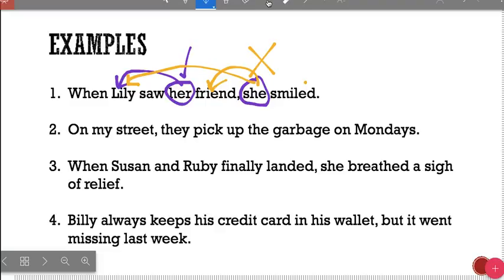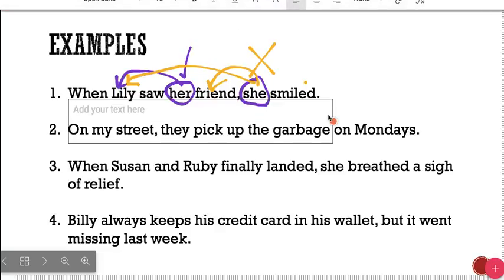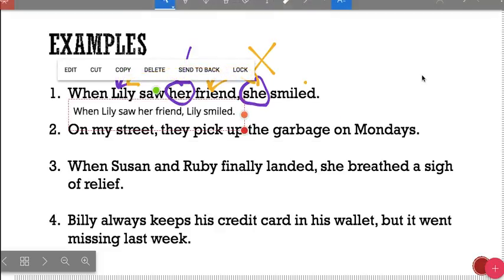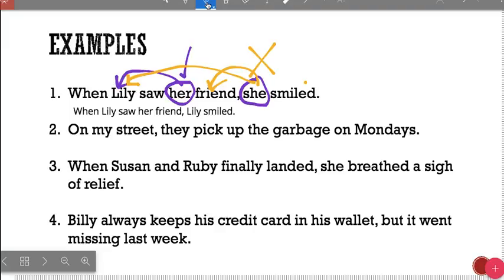So we have to rewrite this sentence to fix this error. So instead, we might say, when Lily saw her friend, Lily smiled. Now, we don't have an issue any longer. Lily removed the pronoun completely and fixed our vague pronoun error. So make sure you're copying down the work that we're doing here into your notes.